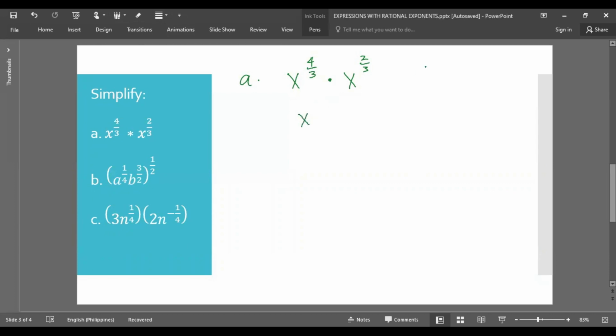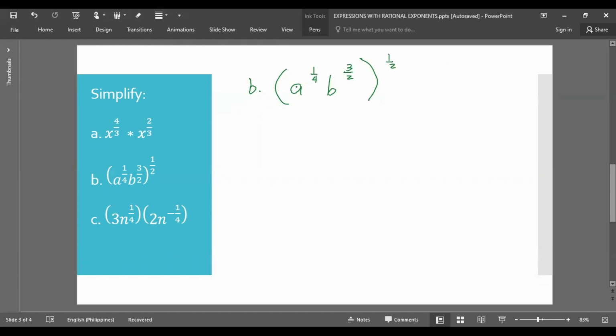Since they have the same base, so we simply add the exponents. Copy the base, then add 4/3 and 2/3. So again, they are similar fractions. Simply add the numerators, which is 6, then copy the denominator. Then simplify, it's 2. So we have x squared. So as simple as that.